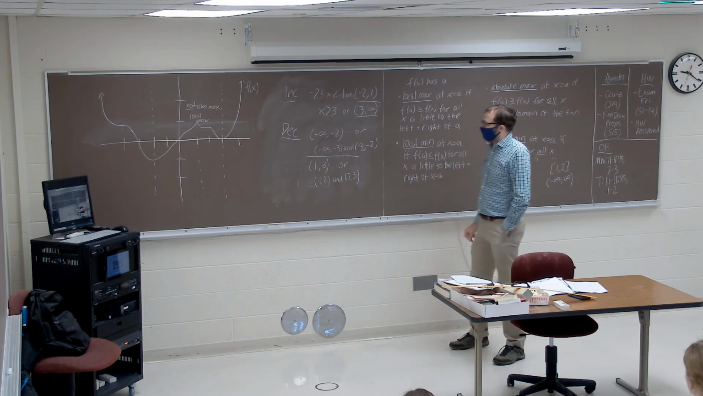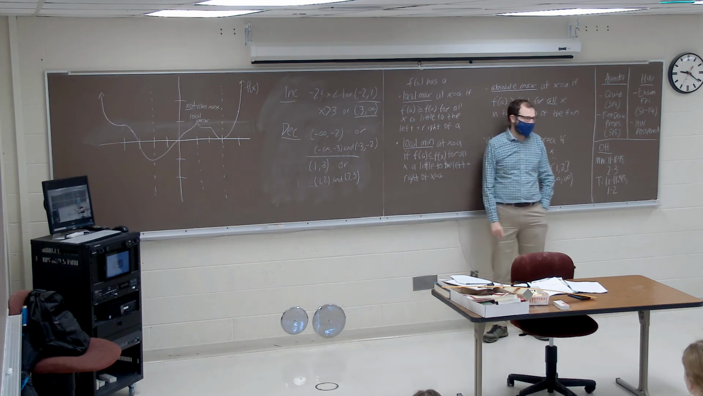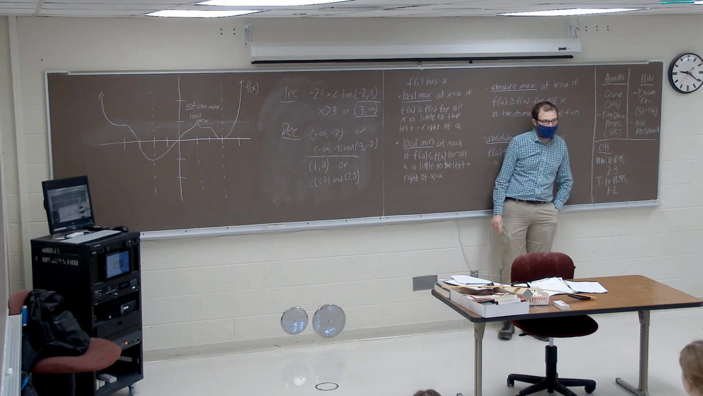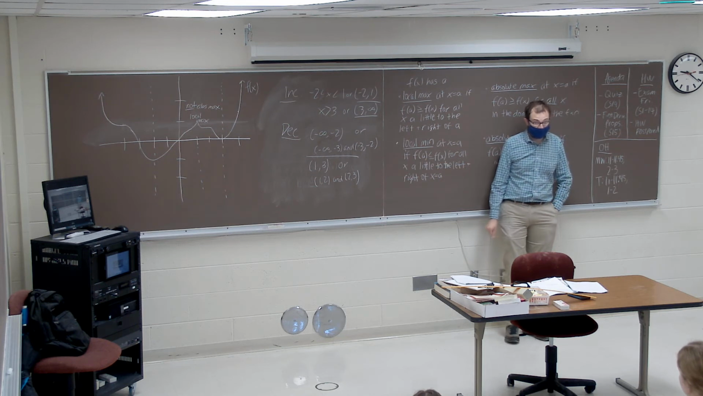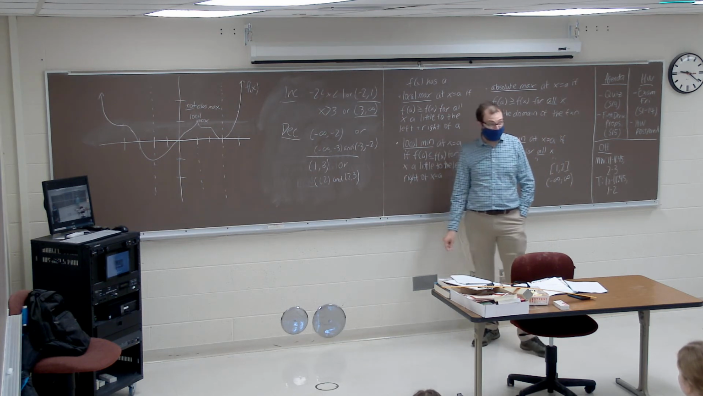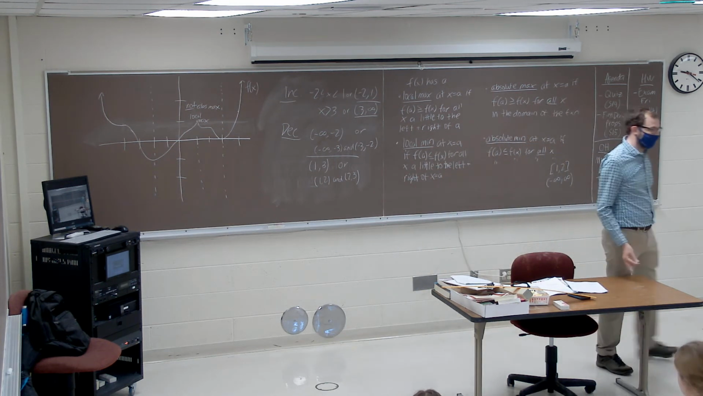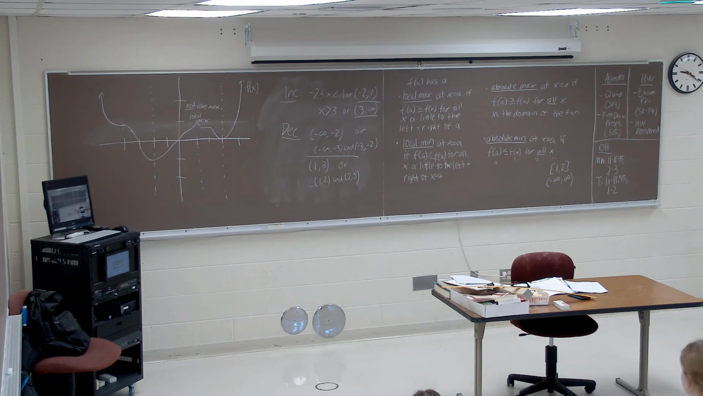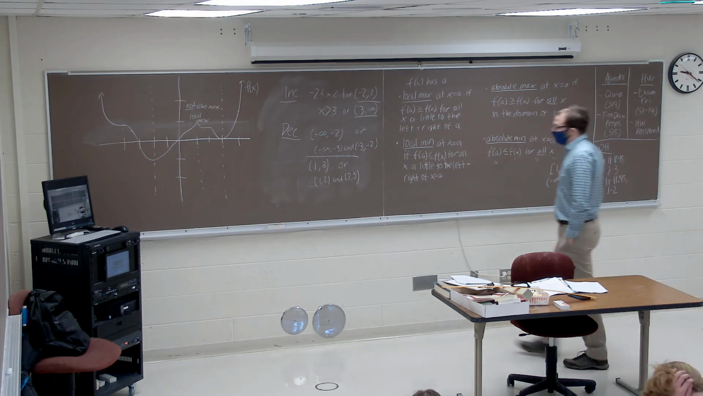How about a local minimum? Are there any points on the values of x on the graph of our function where we would consider this function to have a local min, where the function is smaller at that point than all the other points close by? Colin? X equals -2. Ooh, at x equals -2.